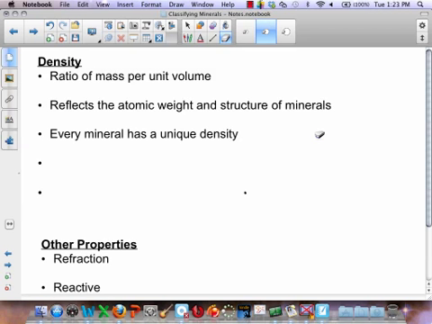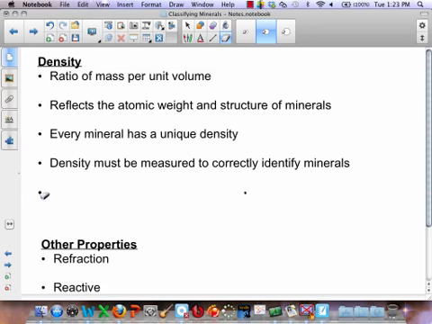And it's mostly because of how we look at the structure of the mineral and the general atomic weight of the chemical composition of that mineral. Now, unfortunately, it means you have to be very, very careful on how you measure the density. Now, there's density, and then there's this thing called specific gravity.